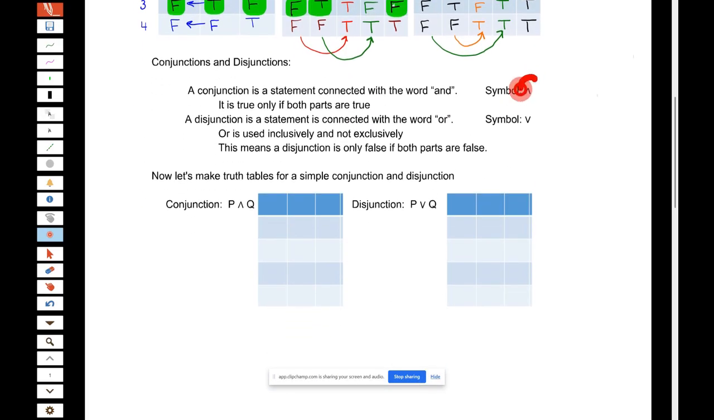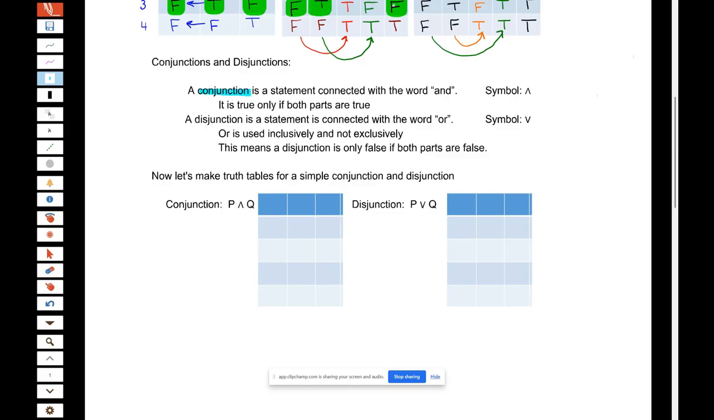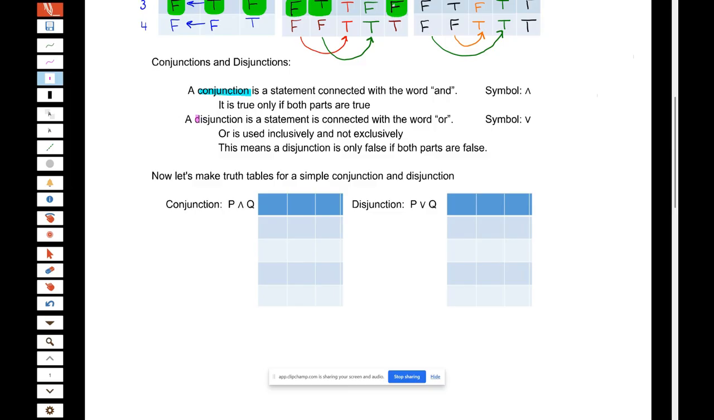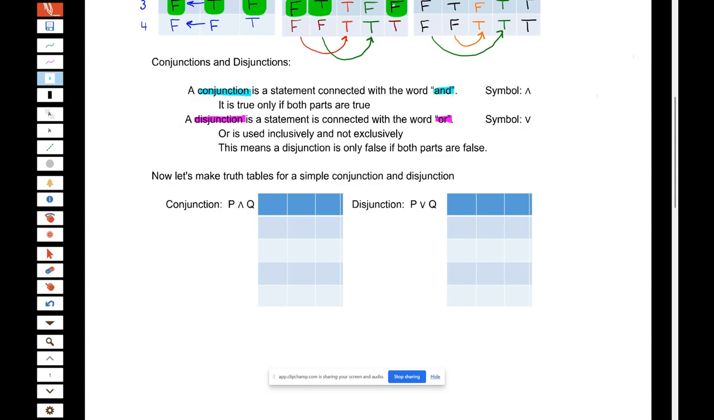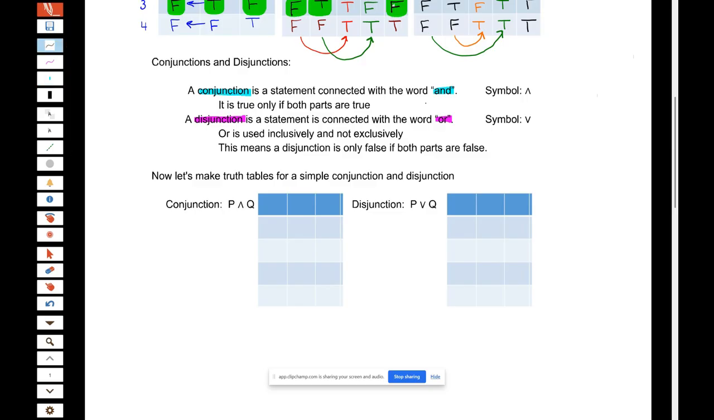2 other symbols you have to be able to make a truth table with are the symbol and, a conjunction. It is a statement that is connected with the word and. And then the other one is a disjunction. That is a statement connected with the word or. So a conjunction is with the statement and it is only true if both parts are true.